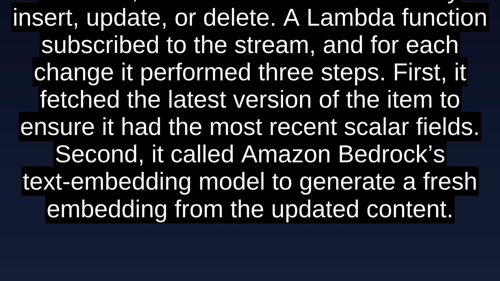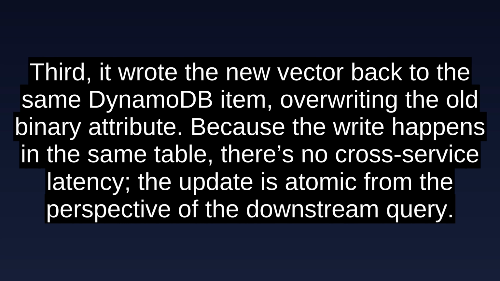Keeping the vector in sync with the source data required a reliable change capture mechanism. They leveraged DynamoDB Streams, which emit a record for every insert, update, or delete. A Lambda function subscribed to the stream, and for each change it performed 3 steps. First, it fetched the latest version of the item to ensure it had the most recent scalar fields. Second, it called Amazon Bedrock's text embedding model to generate a fresh embedding from the updated content. Third, it wrote the new vector back to the same DynamoDB item, overwriting the old binary attribute. Because the write happens in the same table, there's no cross-service latency. The update is atomic from the perspective of the downstream query.